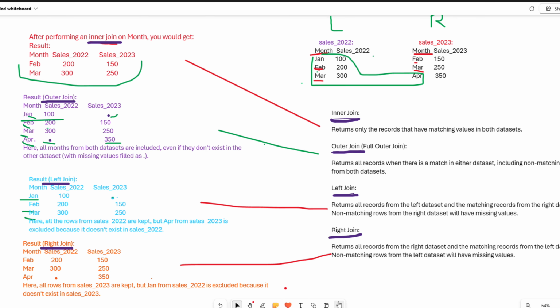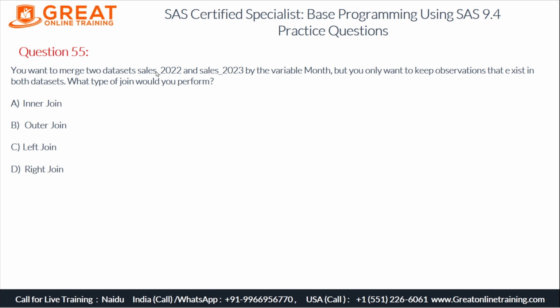And that's it. So based on these four joins, let's answer this question now. By the variable month, you only want to keep observations that exist in both data sets. So inner join is for records existing in both data sets, outer join as we know is for total records, left join is for left records, right join is for right records. So we want to keep only the observations that exist in both data sets, which is the inner join.